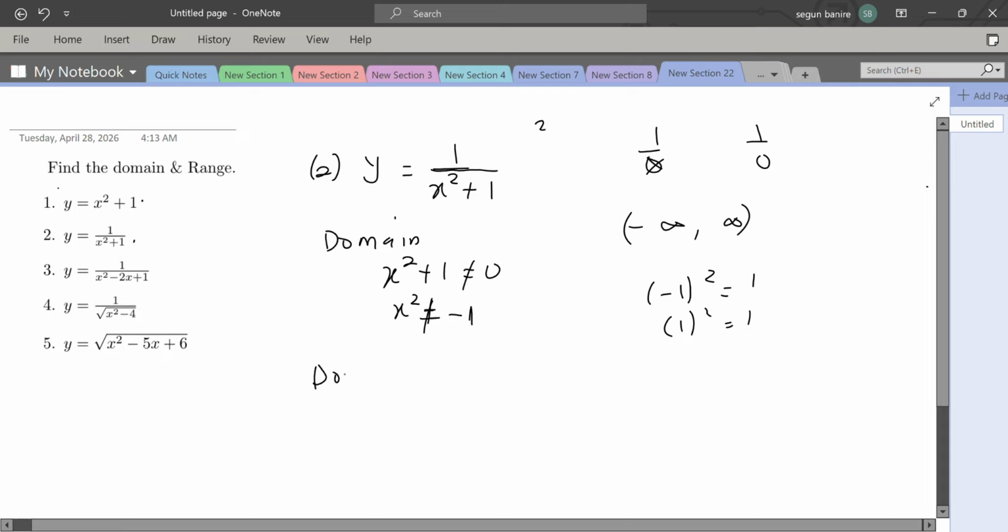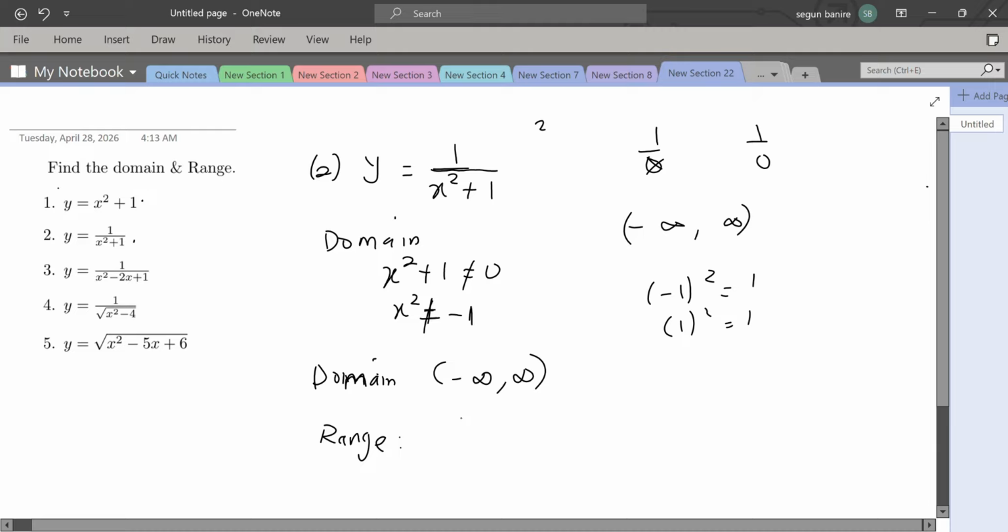So the domain of this function is automatically the whole of the real line. Every value you put in this function, you will always get an answer. Okay, so now let's look at the range. Now for the range, we can use the previous method that we did.